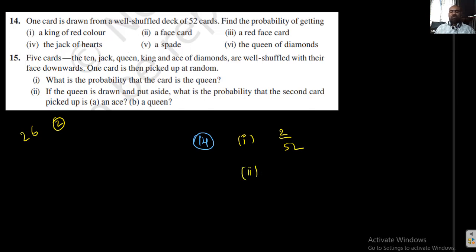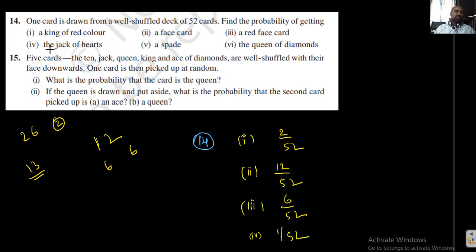A face card: there are 12 face cards, so 12 by 52. Third one, a red face card. Totally 12 face cards, among them 6 red colored face cards and 6 black colored face cards. So I can say 6 by 52. The jack of hearts. Hearts are 13, only one jack, so that is 1 by 52.